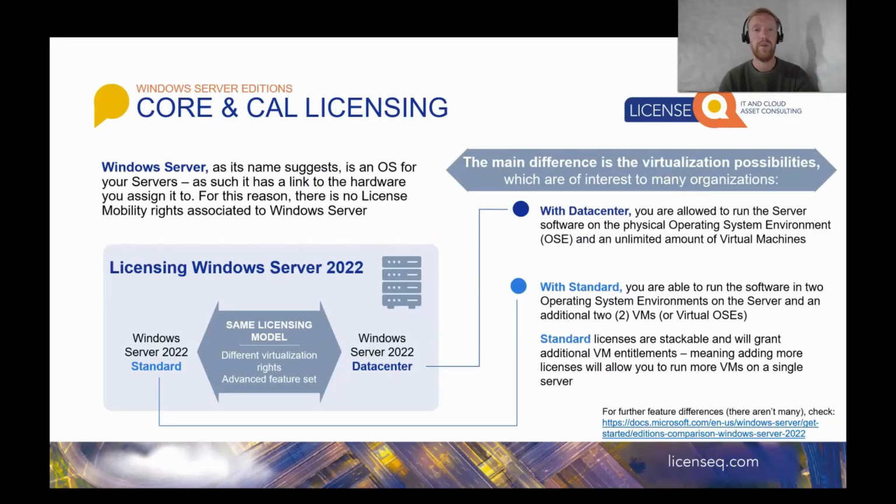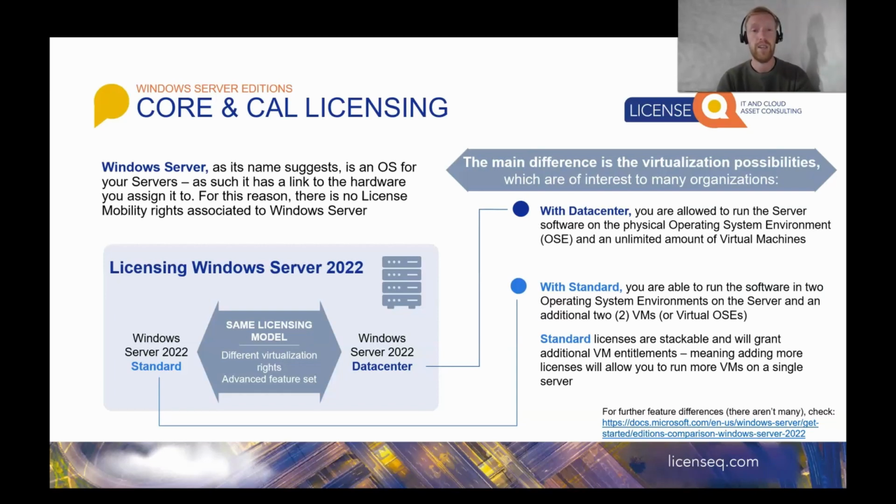Moving on to Windows Server editions, because as I said on the first slide, there's 2 editions of Windows Server, and that is Standard and Datacenter. And the latest version of Windows Server is 2022. It's recently been brought to general availability, and it's still the same licensing model as 2019 with some minor differences that I will touch on the next slide.